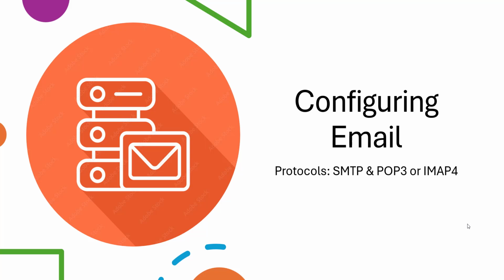We're going to be configuring email for our network today. In order to do that, we're going to use two protocols, SMTP and either POP3 or IMAP4. If you'd like to follow along with me during the demonstration, you'll want to use file 6.3 SMTP, which is a Packet Tracer demonstration file.